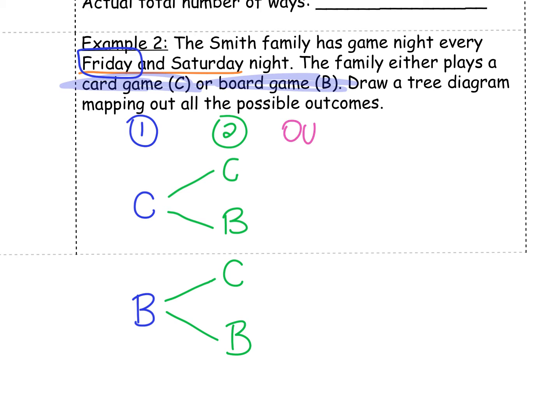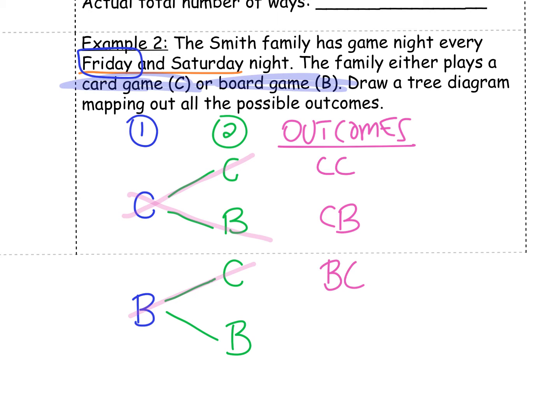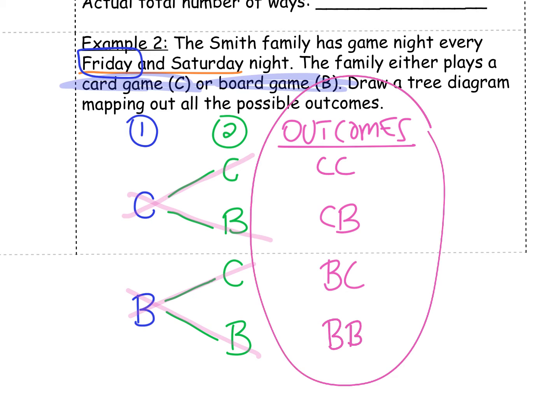And then finally, we can list our outcomes. Now, our outcomes is following that map that we've created. So we went CC. On that branch, it was a CC outcome. Then my next branch, CB. My next branch, BC. And my last branch was BB. These are all of my possible outcomes.